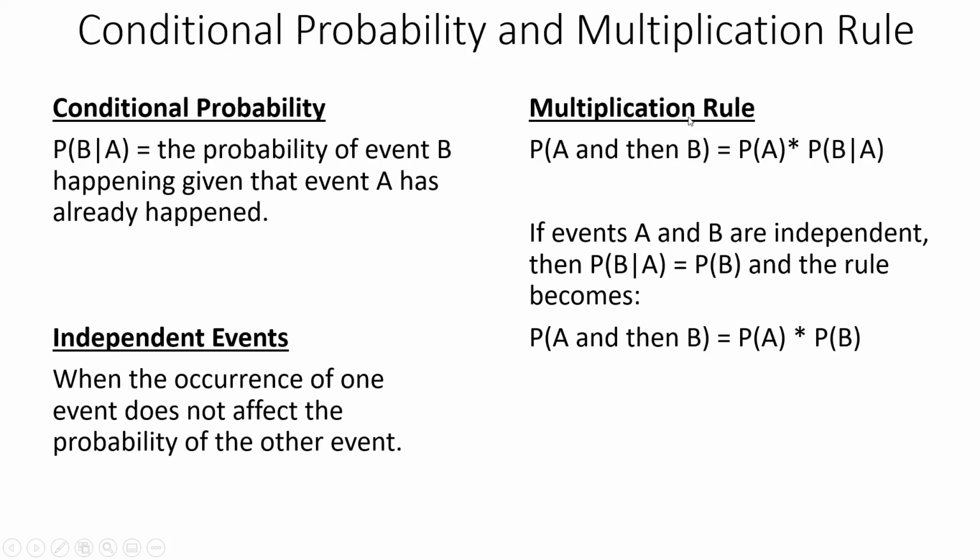All right, the other thing we're working with is the multiplication rule. If we want to know the probability of A and then B, oftentimes we'll just say A and B. It's the probability of A times the conditional probability of B, given that A has already happened. And remember, if these are independent, then it's just probability of A times probability of B. But most of these examples will be the first one, not the second one. And you'll be given the conditional probability already.